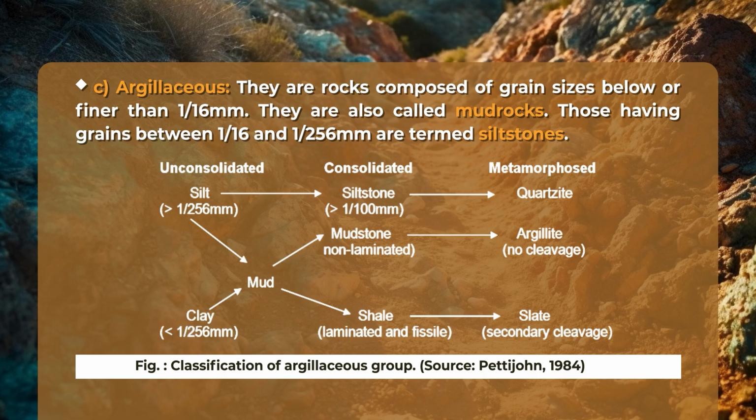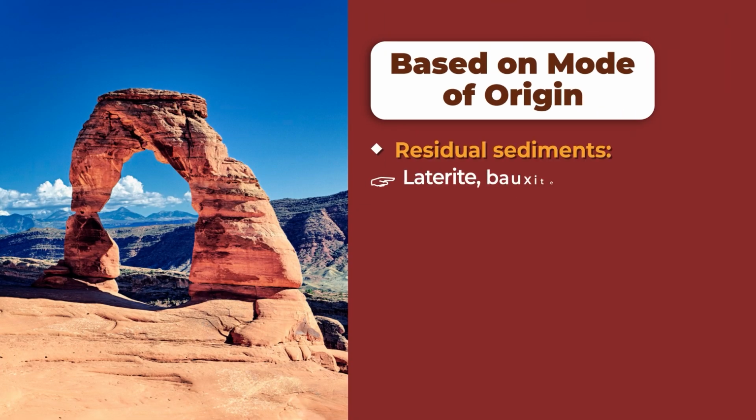So, those having grains between 1/16 and 1/256 millimeter, they are termed as siltstones. In this classification of argillaceous group, you can see the relations between the unconsolidated, consolidated and the last, the metamorphosed rocks that form. So, now learners, let us discuss the classification of sandstone based on mode of origin.